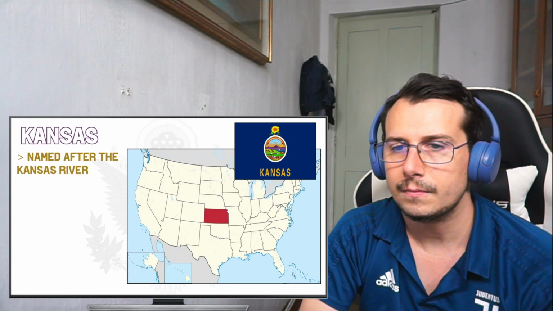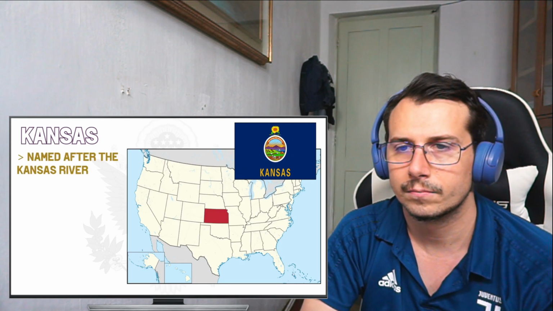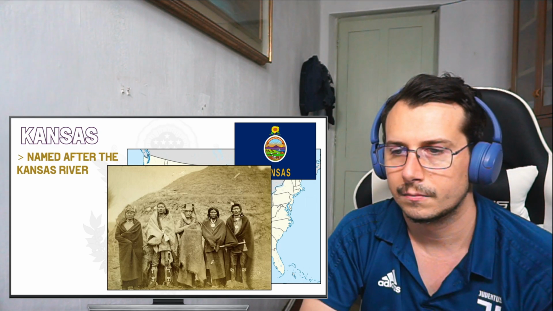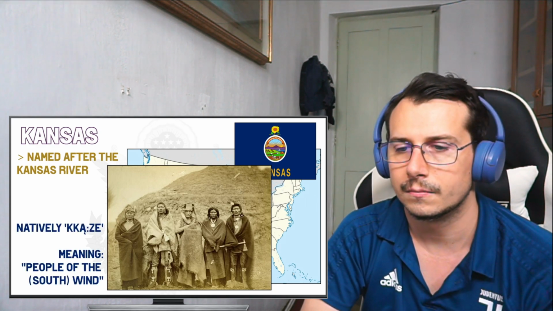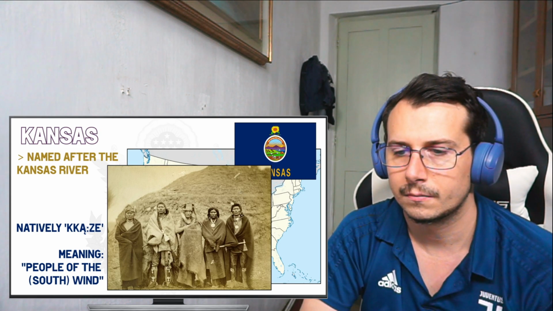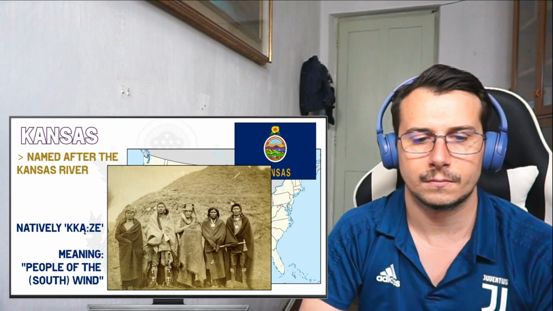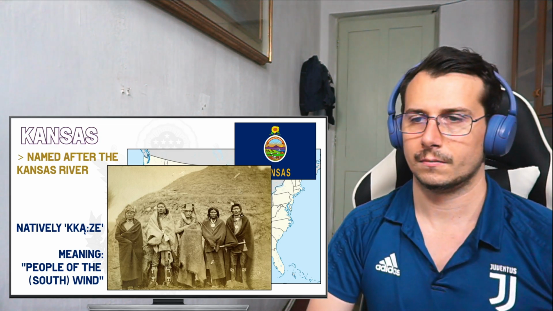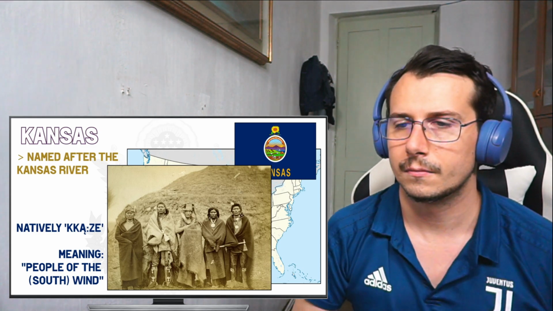Kansas is named after the Kansas River, which in turn was named after the Kansas Native Americans who lived along its banks. The tribe's name is often said to mean people of the south wind, although this was probably not the term's original meaning. In 1827, the Kansas Territory was established, choosing this name for that reason.